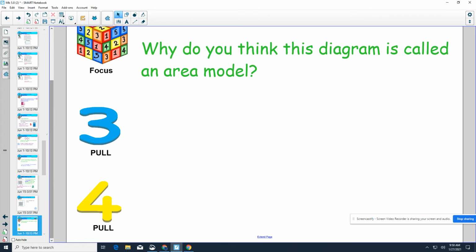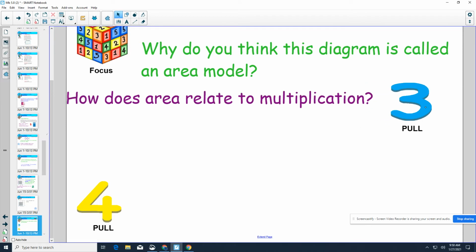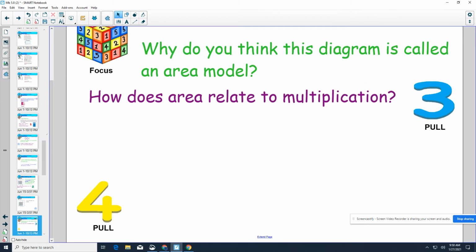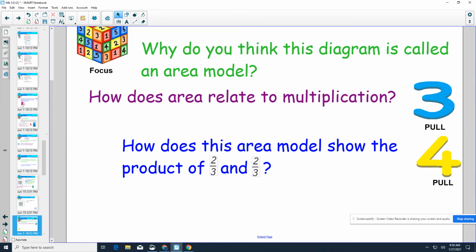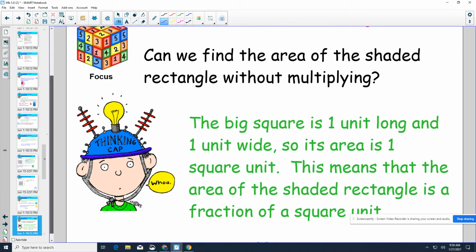So why do you think the diagram is called an area model? So let's think about that. How does area relate to multiplication? So think about the formula for area is length times width. And how does this area model show the product of 2/3 and 2/3? So think about that. When we look at area model, we look at length times width, right? And so the one could be the length, the other could be the width. And when we multiply those two together, we end up with the area shaded.